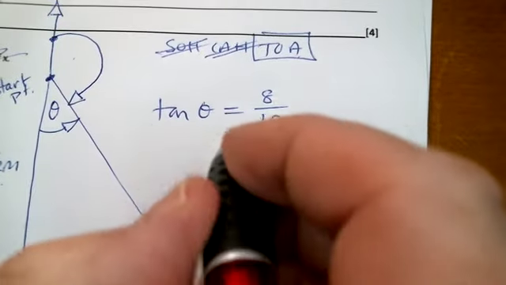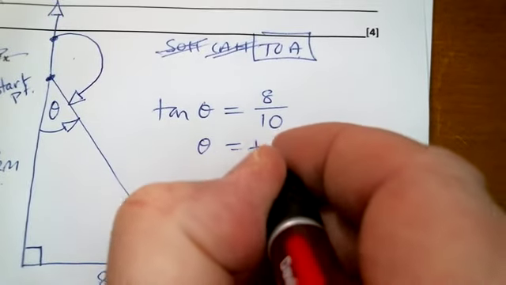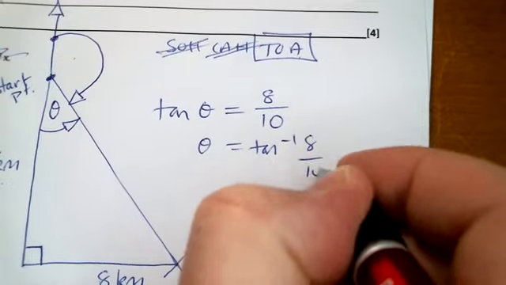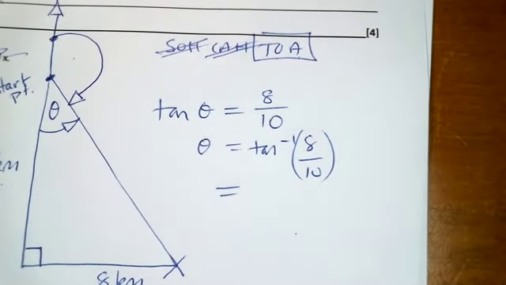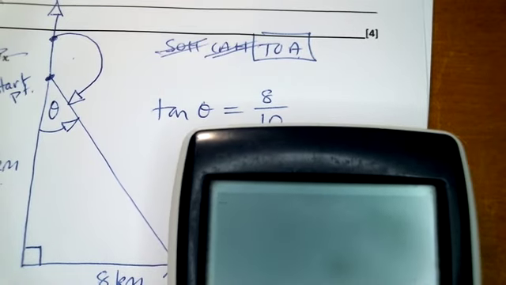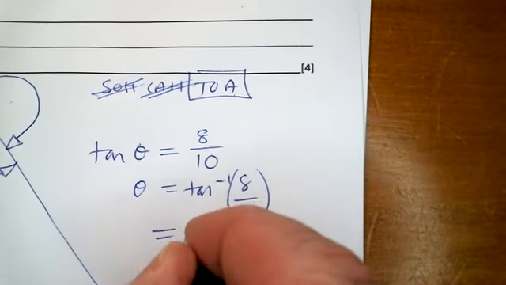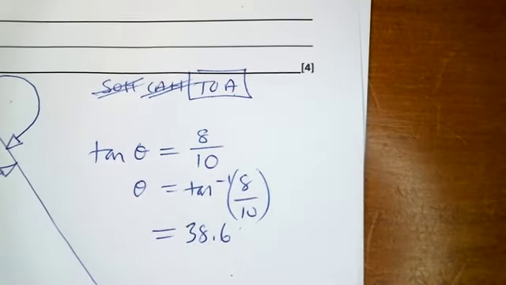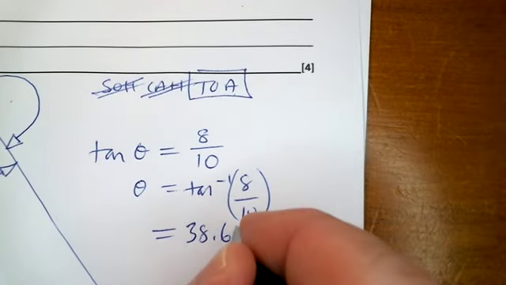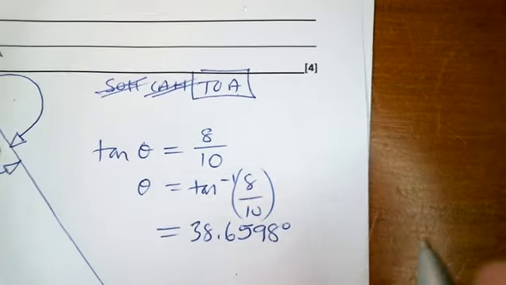So theta is equal to the arctangent of 8 over 10, in brackets. I'll get out the trusty old calculator here and go arctan of 8 divided by 10, and see where we end up. 38.6598. So theta equals 38.6598 degrees. There it is.